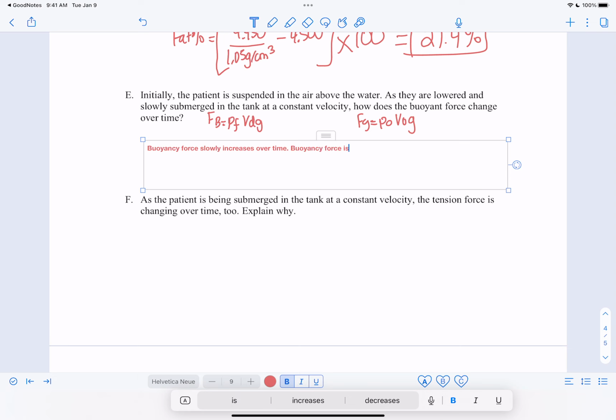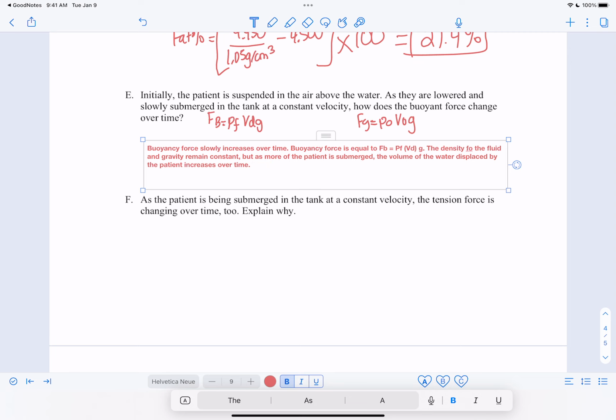Buoyancy force, FB, is equal to the density of the fluid times the volume displaced times gravity, right? And the density of the fluid and gravity remain constant. But as more of the patient is submerged, the volume of water displaced by the patient increases over time.